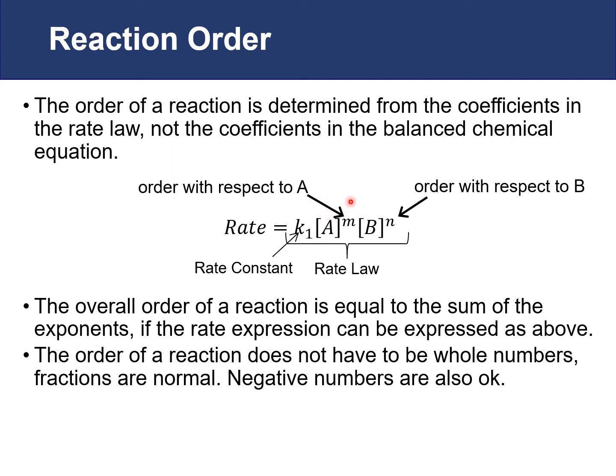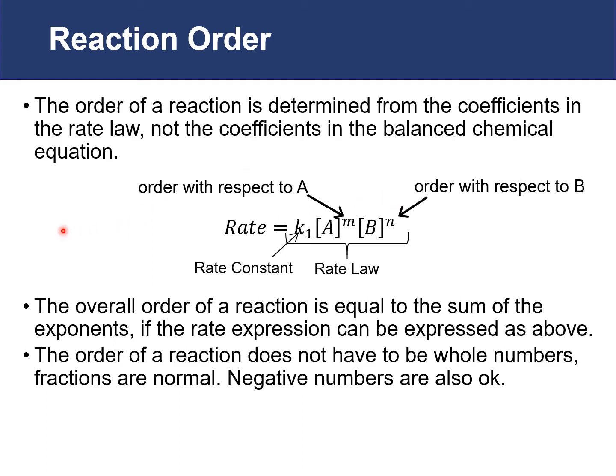Essentially, the order with respect to a component is the value in the exponent next to the concentration that we're talking about. So the order with respect to A is the value m. The order with respect to B is the value n. The rate constant is our k value. The rate law is the whole expression over here. The overall order of a reaction is equal to m plus n. It's the sum of all your exponents.